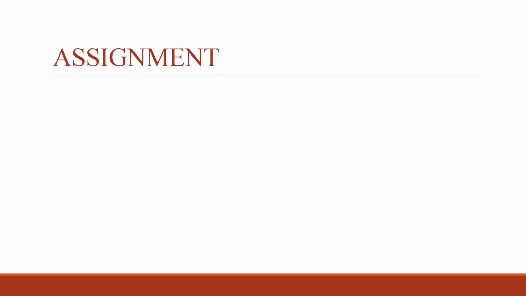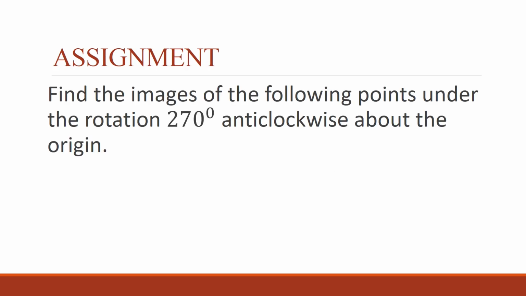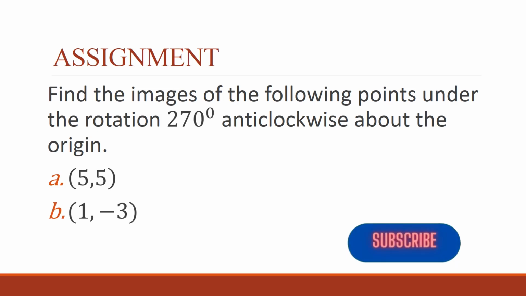Now let's look at our assignment for the lesson. In this assignment, you are to find the images of the following points under the rotation 270 degrees anticlockwise about the origin. Remember, we stated that rotation 270 degrees anticlockwise is the same as rotation 90 degrees clockwise. And the points are A (5, 5), and B (1, -3).